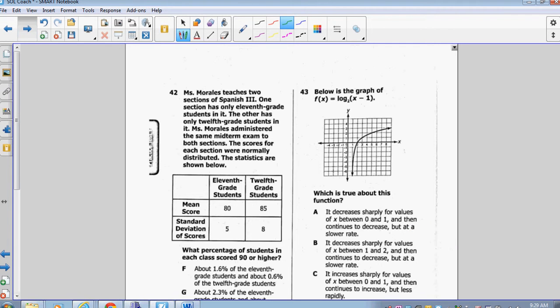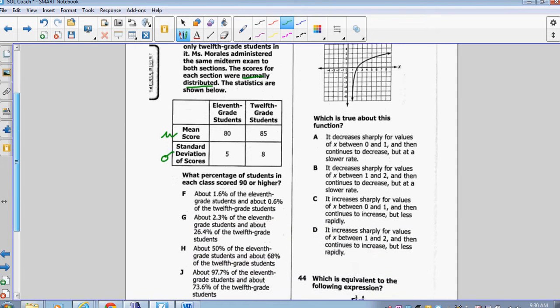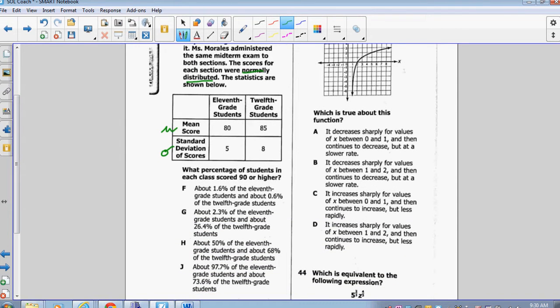Next page. Alright, in 42, Mrs. Morales has two sections of Spanish 3, and she gave them a test, and the scores were normally distributed. So here are their scores, mean and standard deviation, and it's asking you to compare those scores. So we're going to do that with z-scores. So first we're going to do 11th grade students.